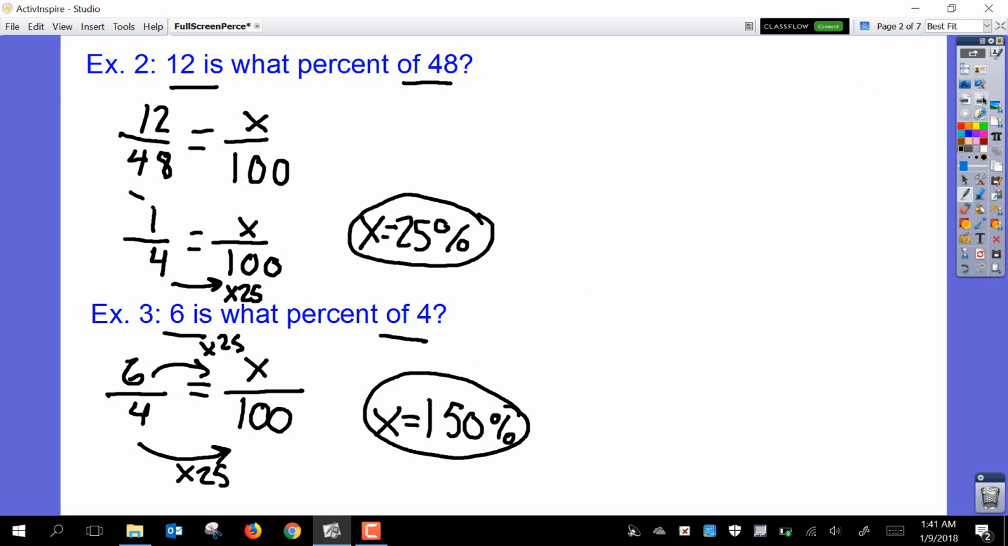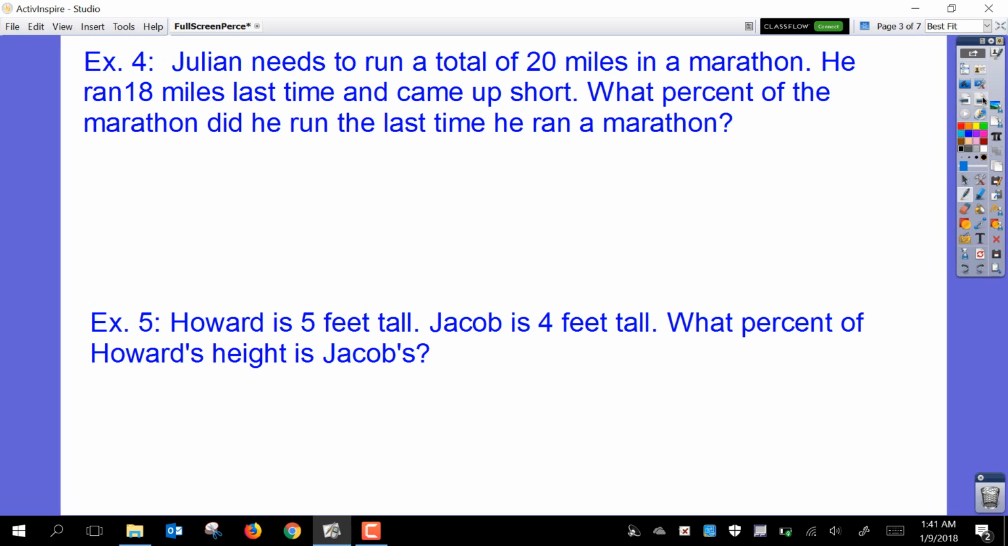So, let's go ahead and move on to the last section, which is word problems. Now, we're going to do the same thing, set up a proportion, start with our 100, and then fill in along the way.